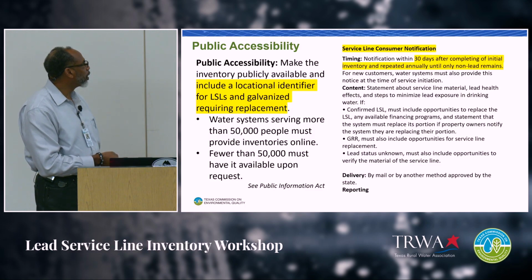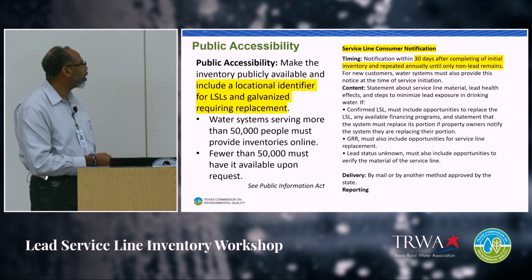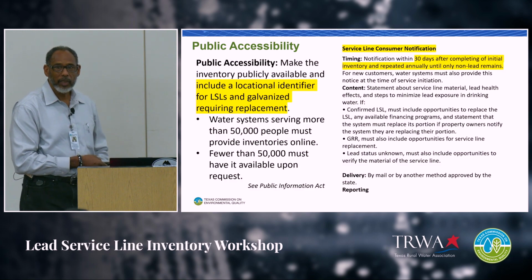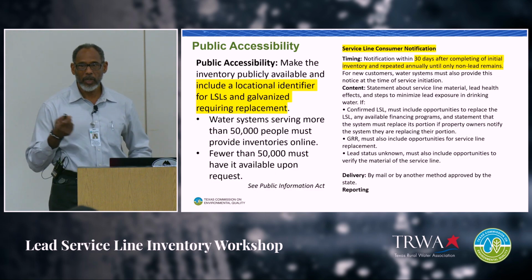The public accessibility. So here you have to make the inventory publicly available, including a location identifier for lead service lines and galvanized requiring replacement. Some of y'all said y'all have GIS, so you can make this publicly available on your website. And on that website, you can put a map that shows if you had some actual lead service line, you could put some sort of key code in there to identify these are where the lead service lines are located.